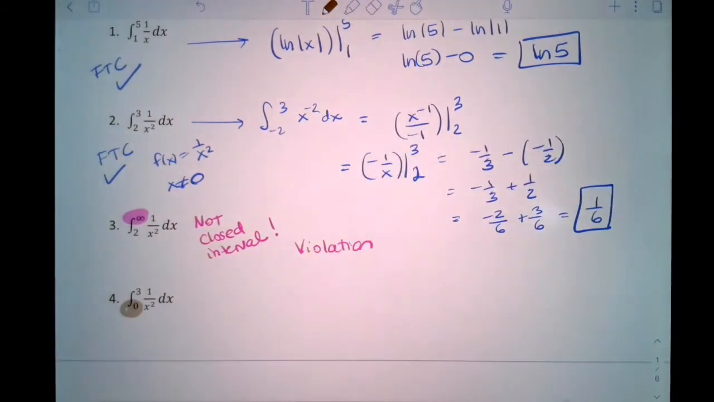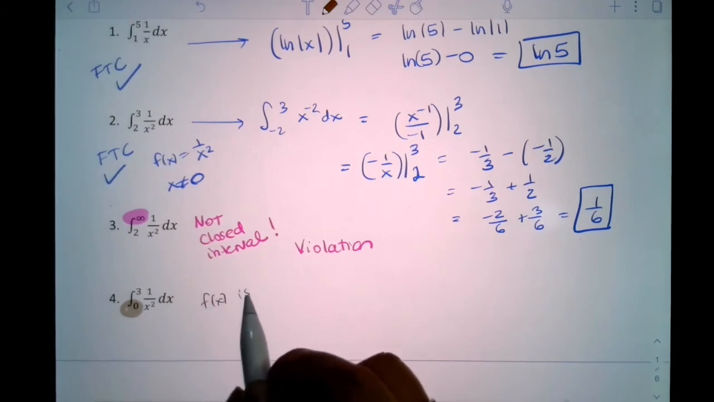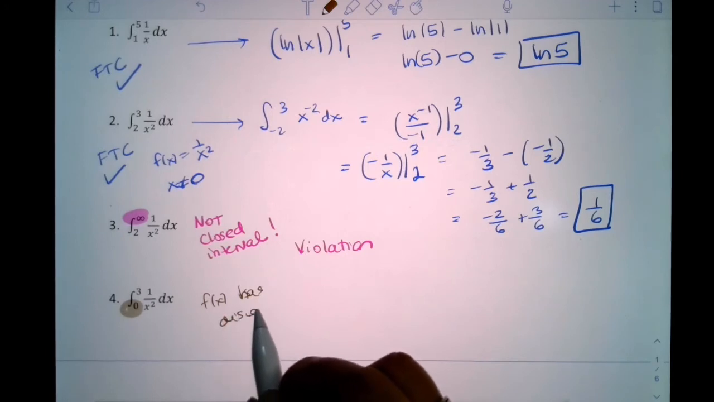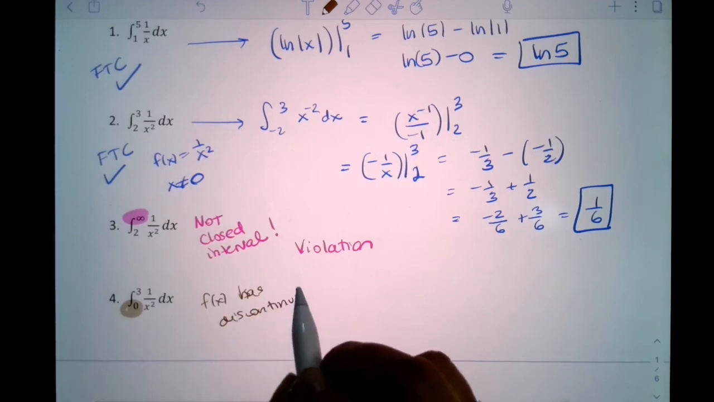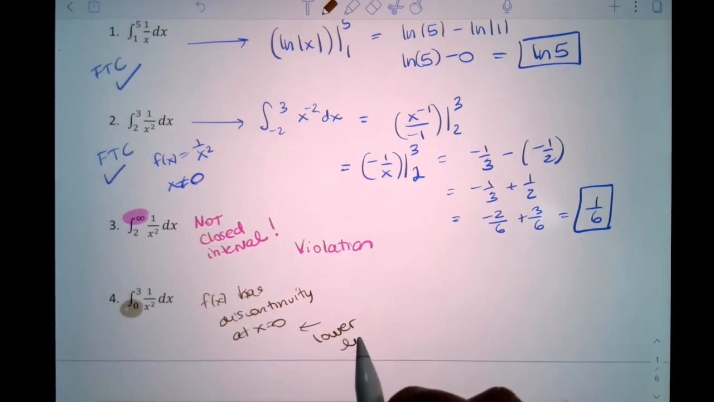Okay, this function, I'm just going to say f of x has a discontinuity at x equals 0, and that happens to be your lower limit of integration.